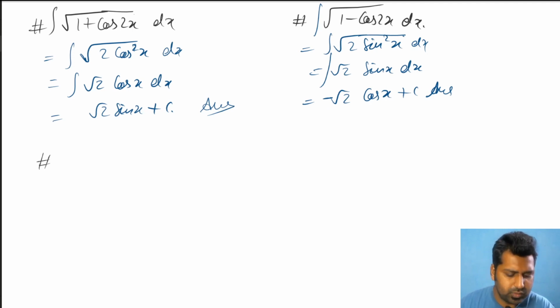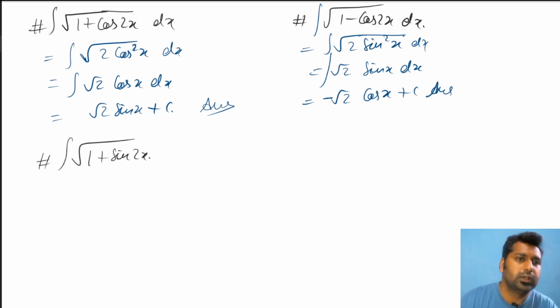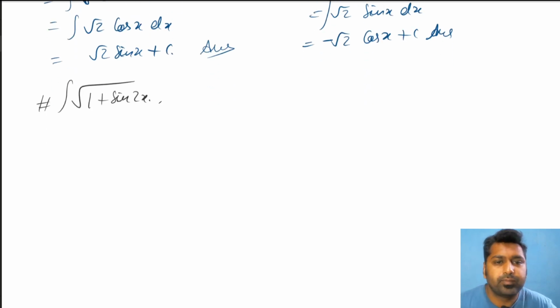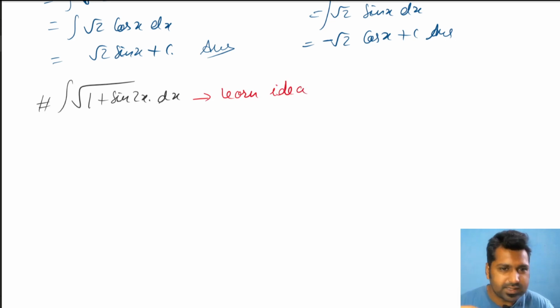What if the question was integration of square root of 1 plus sine 2x? This is interesting. No, this one is okay. The interesting part is 1 minus sine 2x. Let's do this first. There's no such thing as a direct formula for 1 plus sine 2x. But again, I'll ask you to learn the idea. Don't learn the property as such. If you see 1 plus cos 2x you will know because that's a standard property, but learn the idea for 1 plus sine 2x.